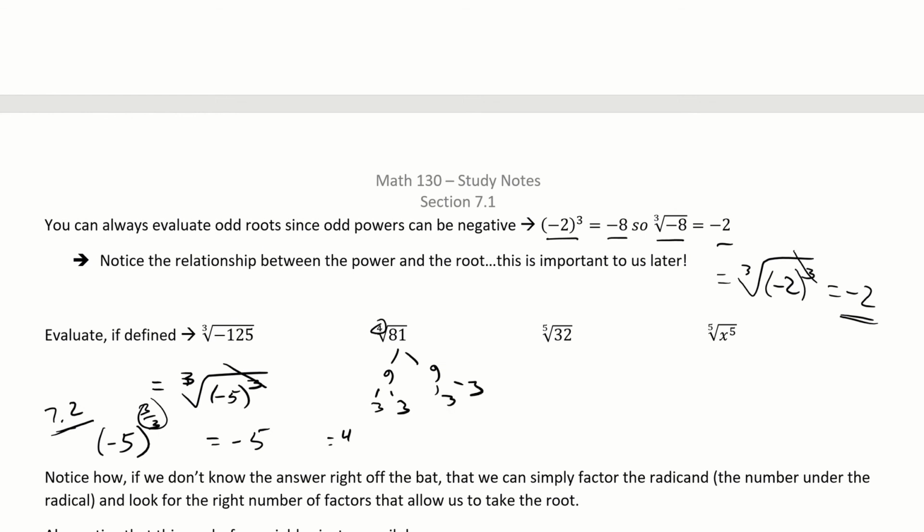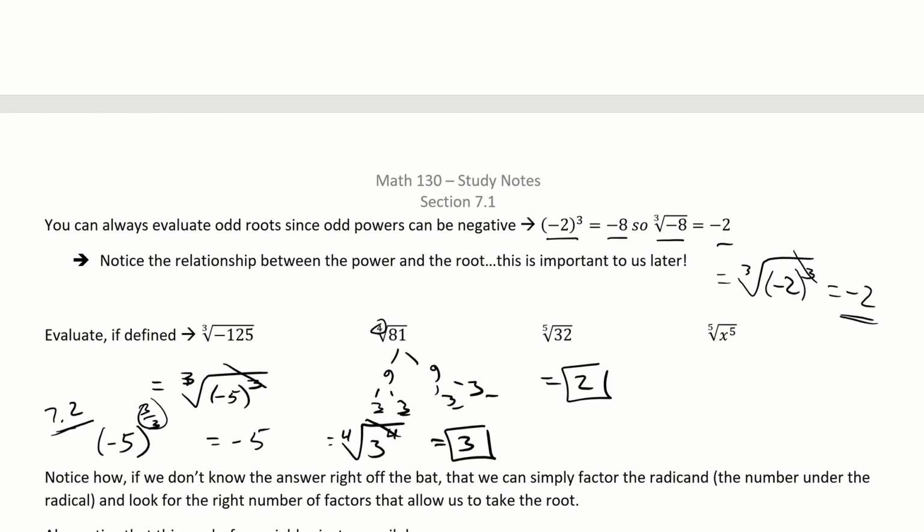This is equal to the fourth root of 3 to the fourth power. Okay, so you can cancel, and the answer is 3. That's because 3 times 3 times 3 times 3 is 81. 3 times 3 is 9. Another 3 times 3 is 9. And when you multiply, you get 81. And so on. You can verify that this is 2.